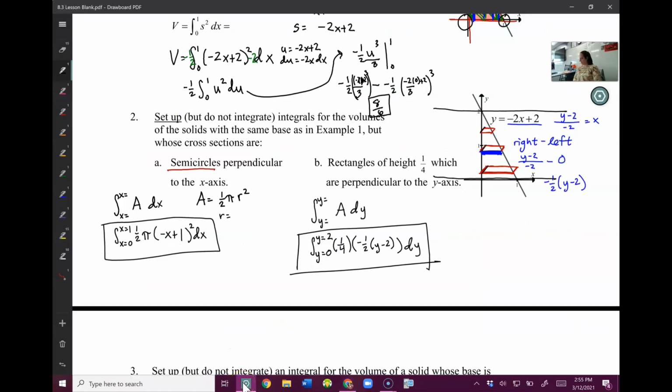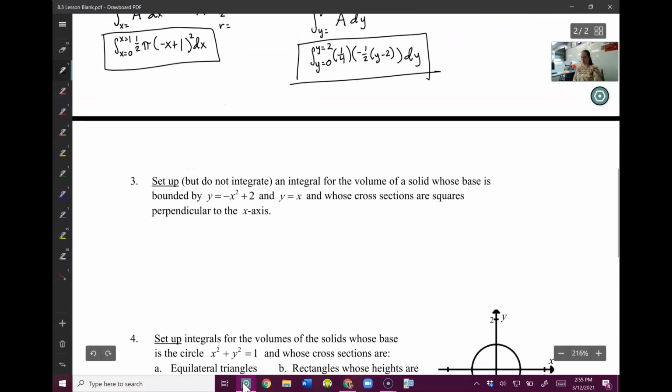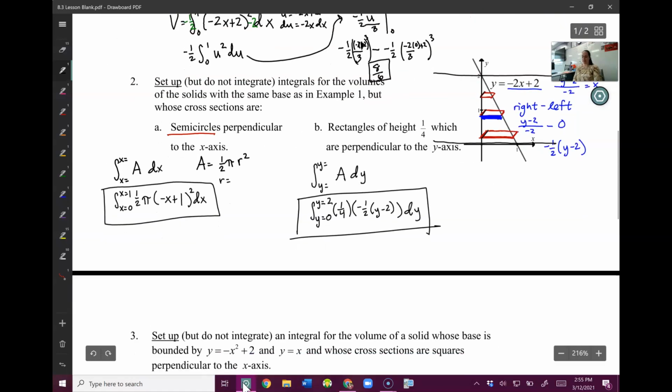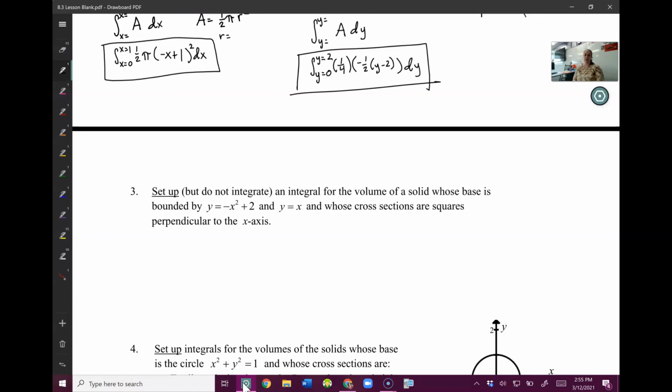Okay, in the next video, we're going to talk about another volume, a new solid, but this one isn't going to be this triangle anymore. This one's going to start to deal with some curves, and we're going to see what that does to our shape.